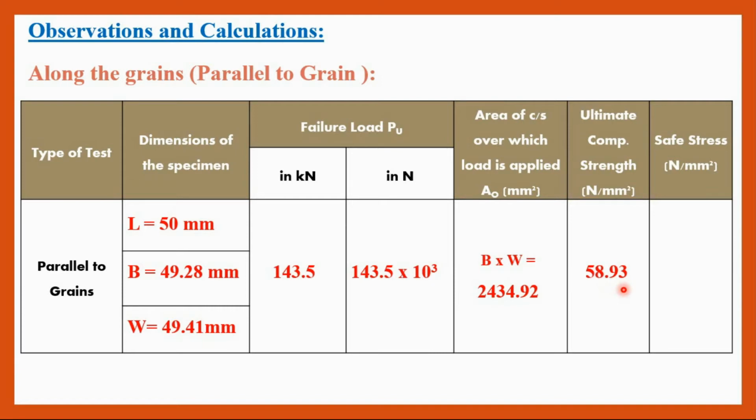And if I consider the factor of safety as 3, the safe stress is the ultimate compressive strength divided by 3. So the safe stress we can apply is 19.64 Newton per mm square, and the remaining will be for safety purposes. Okay, so this is regarding the first case, along the grains.